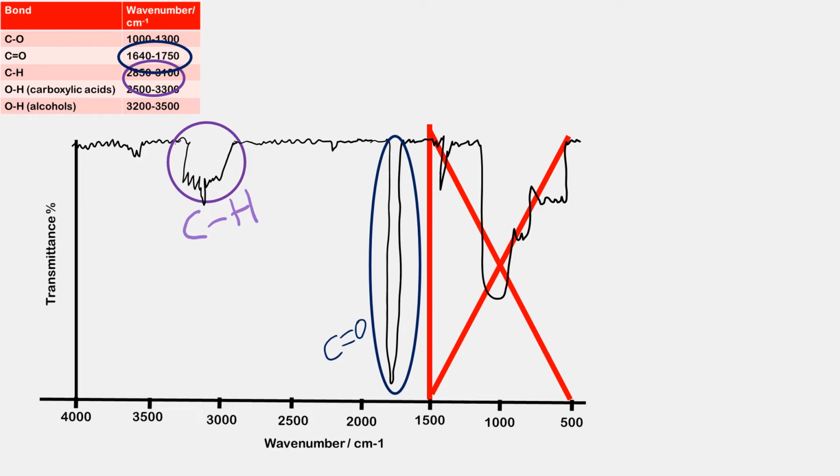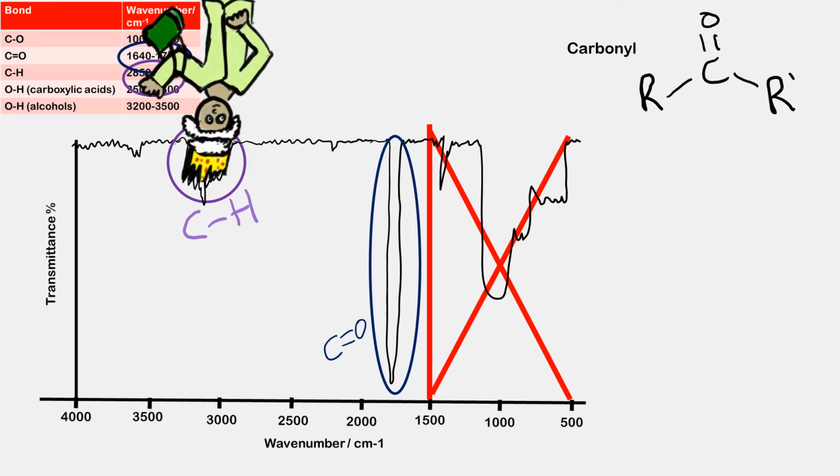With those two bonds, this spectra probably came from a carbonyl. That's an aldehyde or a ketone. Now we know the CH bond looks like the Queen had an accident. The C double bonded O, however, looks more like King Arthur is going to attempt to yank it out of a rock.